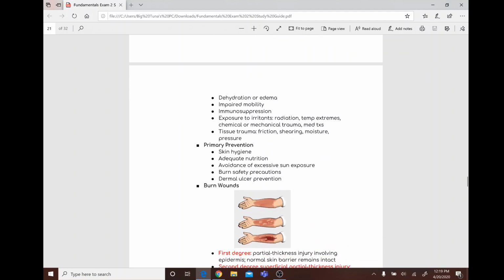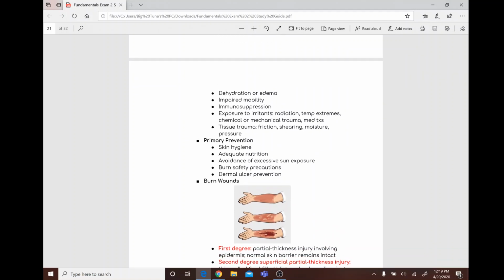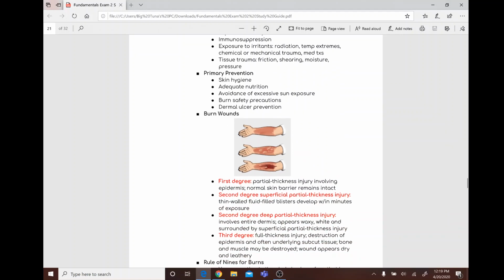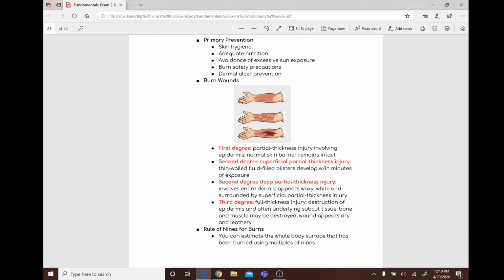What is the primary prevention of impaired tissue integrity? Skin hygiene, adequate nutrition, avoidance of excessive sun exposure, burn safety precautions, and dermal ulcer prevention. What's a first-degree burn? Partial thickness injury involving epidermis, normal skin barrier remains intact.